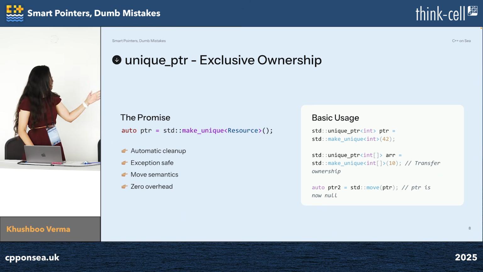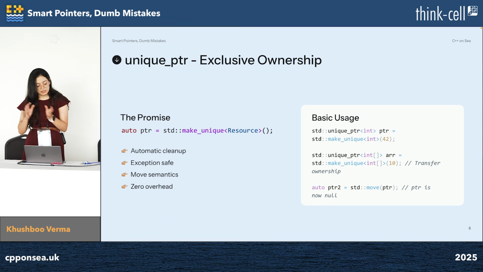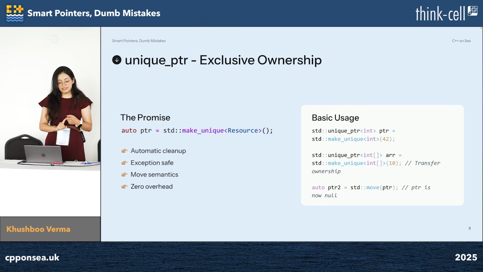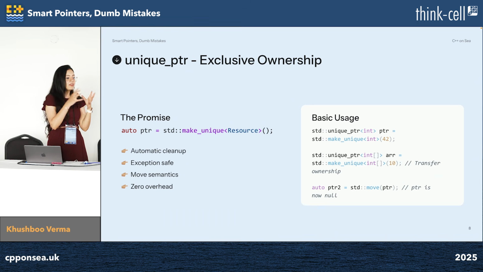So if we look at the code on the screen, we use the make_unique function, and you should always use this, and we pass the resource that we're trying to make unique. What it promises us is automatic cleanup. So whenever the scope ends, the memory is going to be cleaned, so you do not need to call delete manually. And then it is exception safe. It has move semantics, as we mentioned. It is going to move the pointer.